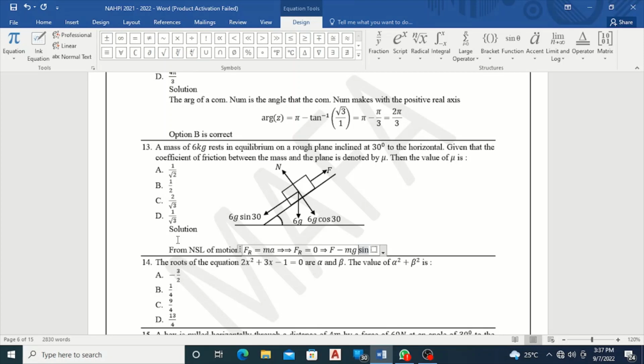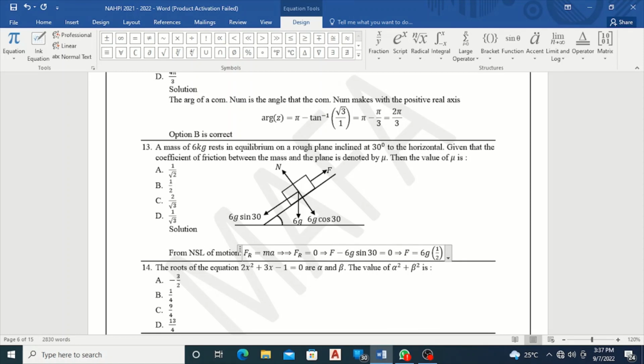Sorry, not mg, our m is 6. So the resultant force is forward minus backward: either 6g sine 30 or F minus 6g sine 30, and I equate it to 0. So what does it mean? Remember that our F is the frictional force. So it means our frictional force is equal to 6g sine 30, which is half. So at the end we get 3g, that's the frictional force.